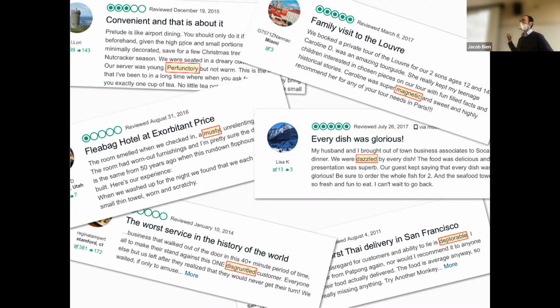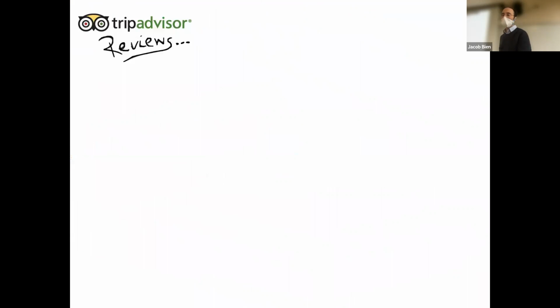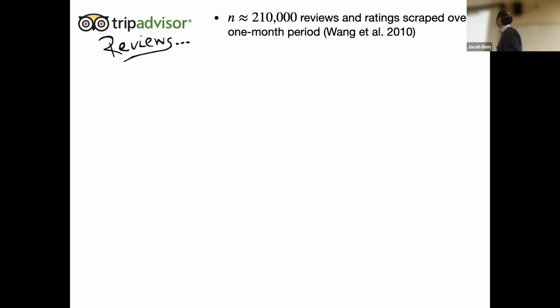Because if somebody was dazzled by their hotel, that's a very good thing. And yet you could think that it could be hard for any statistical procedure to decide that dazzled is actually a positive word. So a little bit about the data set we're looking at. These TripAdvisor reviews were scraped by some researchers in 2010. It was a one month period. Sorry, it's blocked on the slide, but basically there are about 200,000 reviews.